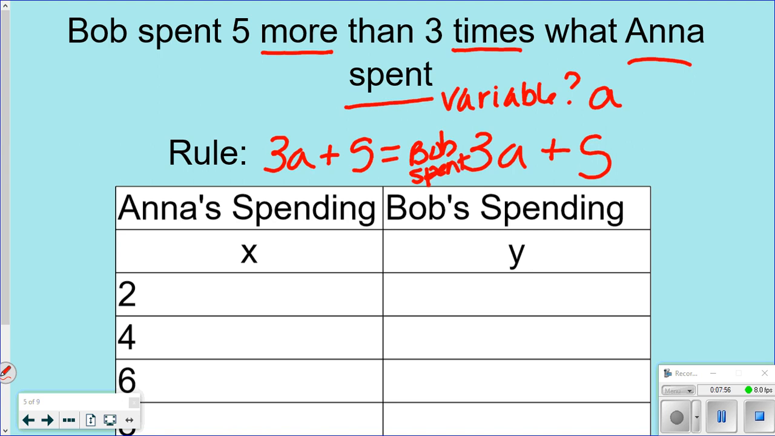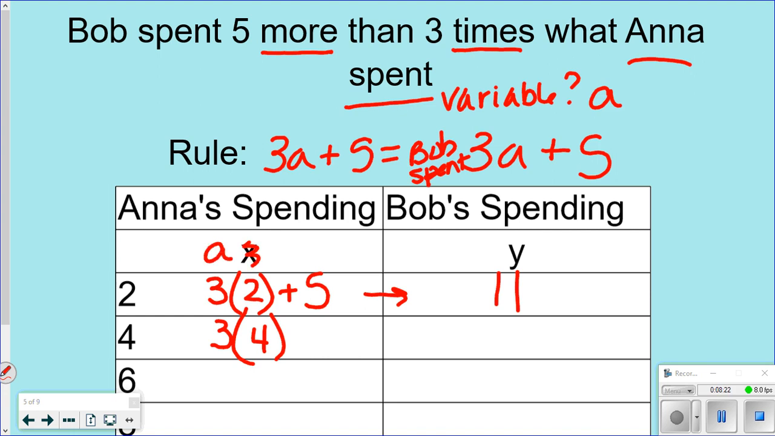Okay, so now I'm going to go back over here and say, if Anna spent $2, I'm going to put that 2 in for my variable, and I'm going to get out what Bob spent. So 3 times 2 is 6. 6 plus 5 is $11. So if Anna spent $2, Bob spent $11. So I'm going to do the same thing with 4. If Anna spent $4, I'm going to put my 4 in for my variable. I guess I should make this A, probably, because that's what I'm substituting it in for. Plus 5. So I have 12 plus 5, which would be $17.